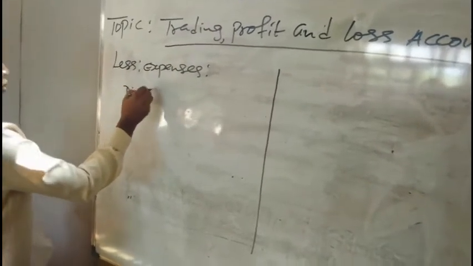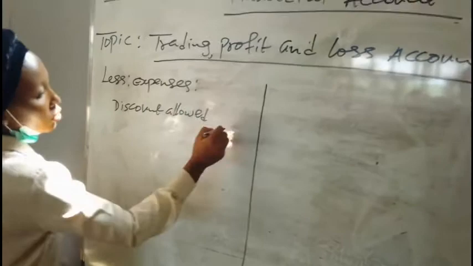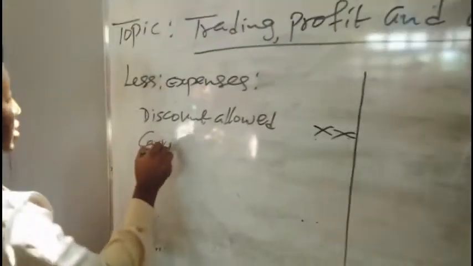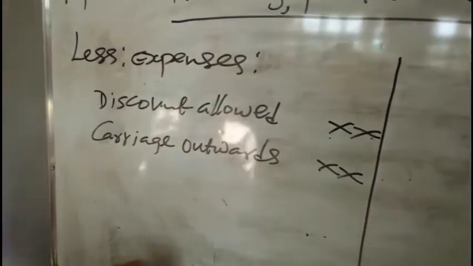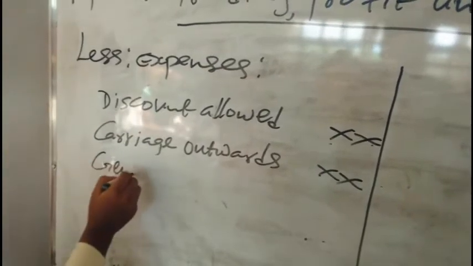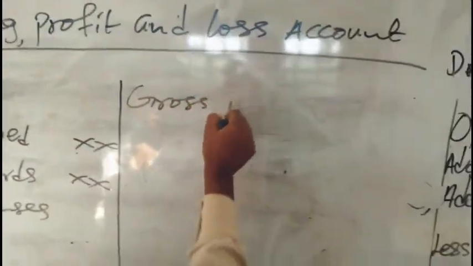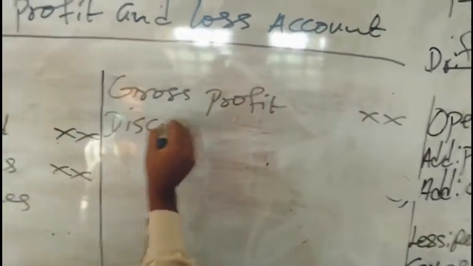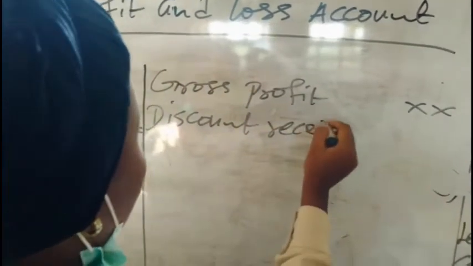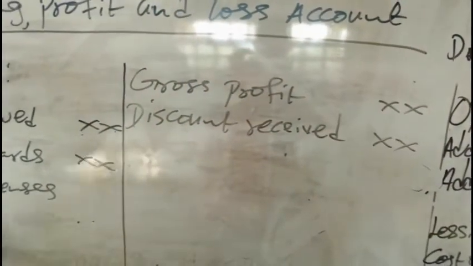Now under the expenses, we can have discount allowed. Our discount allowed is here. We have carriage outwards, and we have general expenses. Now, on the credit side of the account, you have the gross profit here. We have the discount receipt. Don't forget where the discount receipt is to be posted and where the discount allowed is to be posted. Now, this is our expenses.